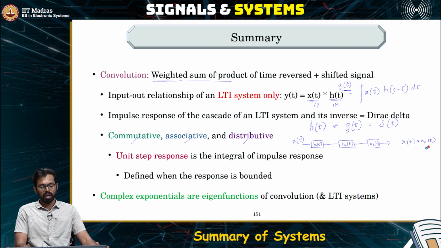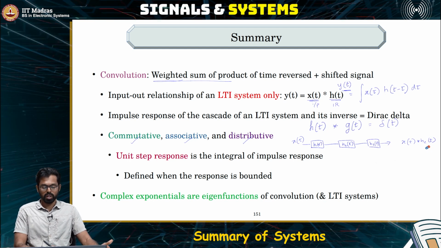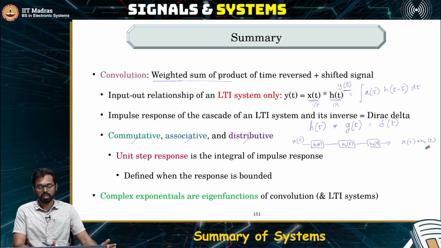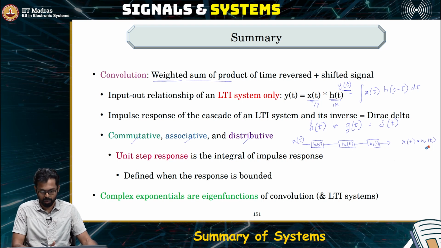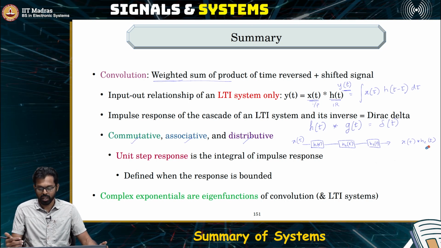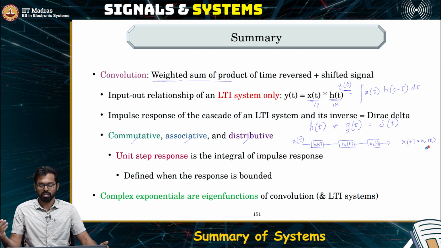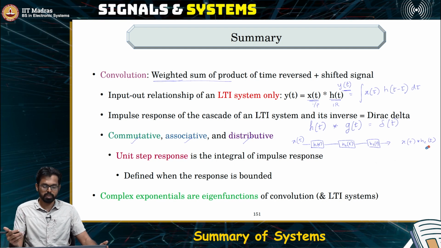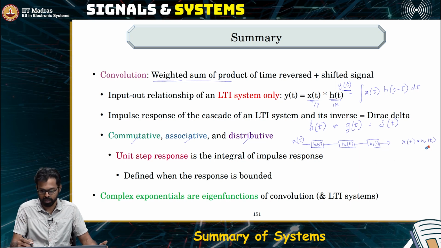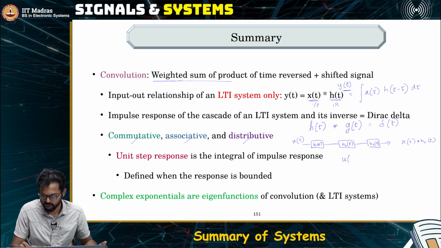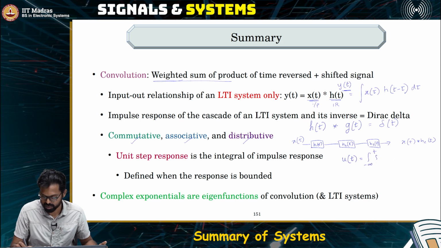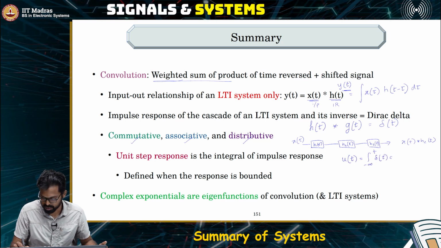And the final thing that we saw was what is known as the unit step response. So what is unit step response? It is simply the integral of the impulse response. So you feed a unit step to the input, then you observe its output. From that, can you comment on what the impulse response would be? You can do that just by taking the derivative, because you can get the unit step function as the integral of the Dirac delta signal.